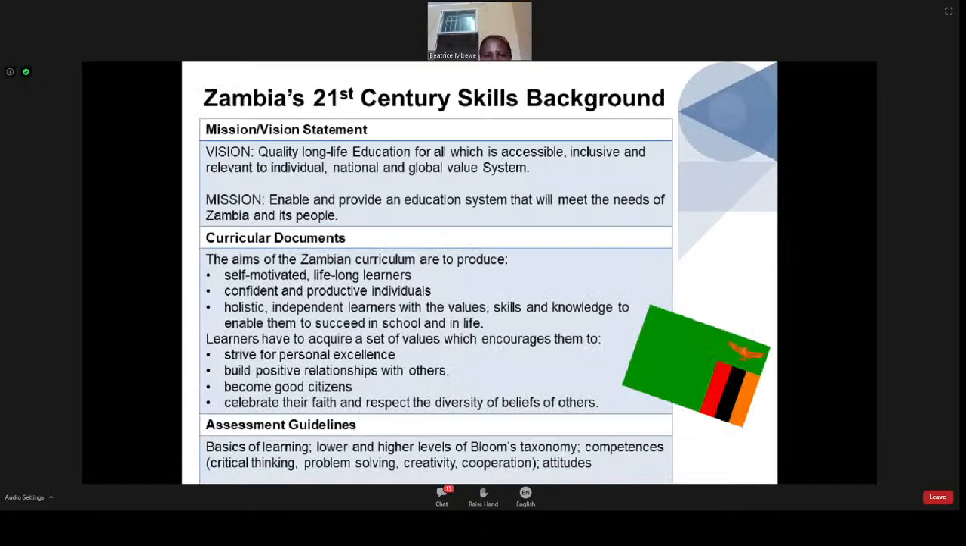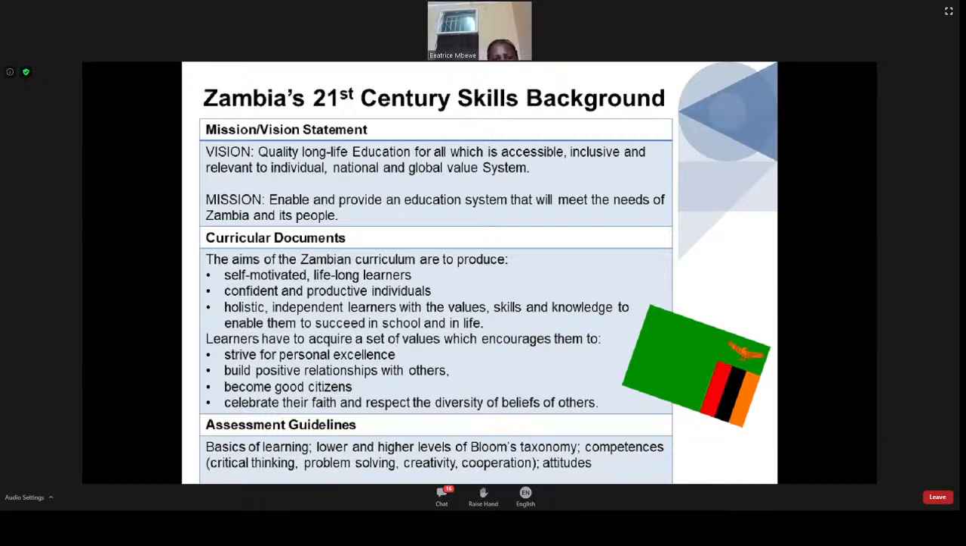In our case in Zambia, the 21st century skills are already prescribed in our curriculum documents, as you can see from the vision. The vision is quality lifelong education for all, which is accessible, inclusive, and relevant to individual, national, and global value systems. Our mission is to provide an education system that will meet the needs of Zambia and its people. Our aims are to have self-motivated lifelong learners who are confident and productive, who can strive for personal excellence, build positive relationships with others, and become good citizens.